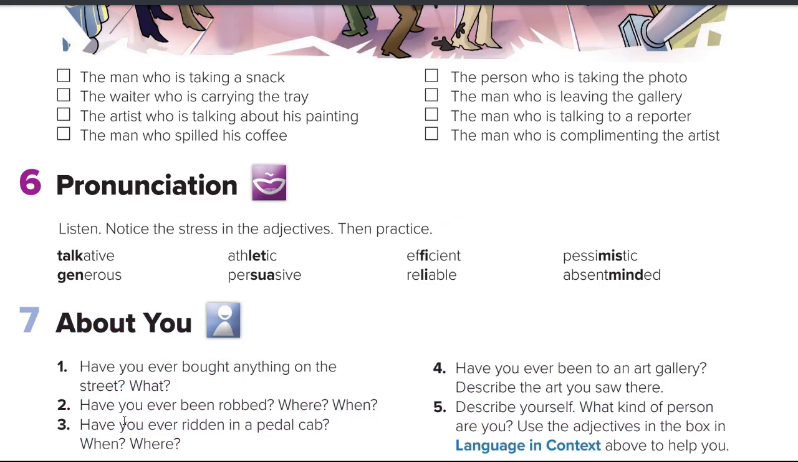About you. One. Have you ever bought anything on the street? What? Two. Have you ever been robbed? Where? When? Three. Have you ever ridden in a pedal cab? When? Where? Four. Have you ever been to an art gallery? Describe the art you saw there. Five. Describe yourself. What kind of person are you? Use the adjectives in the box and language and context above to help you.